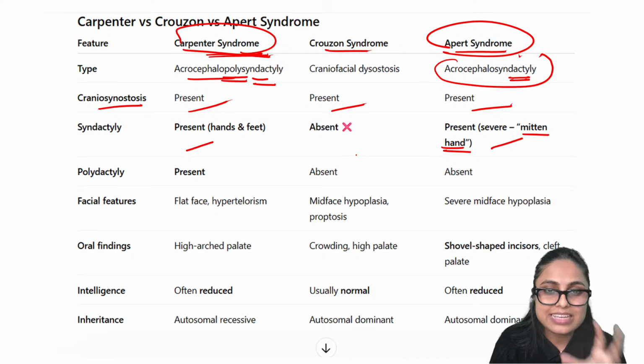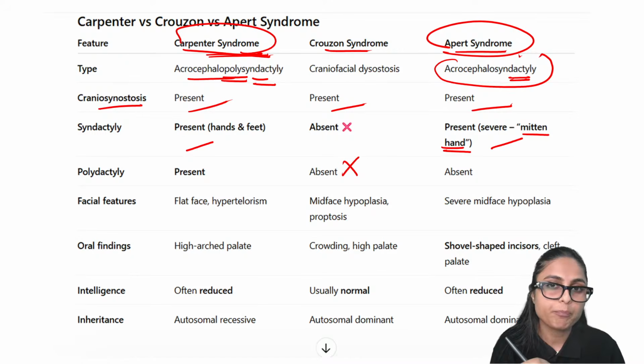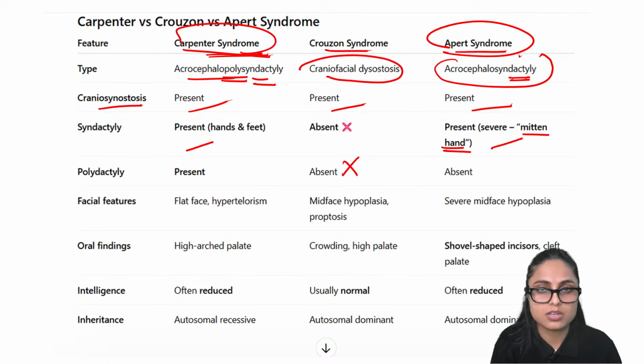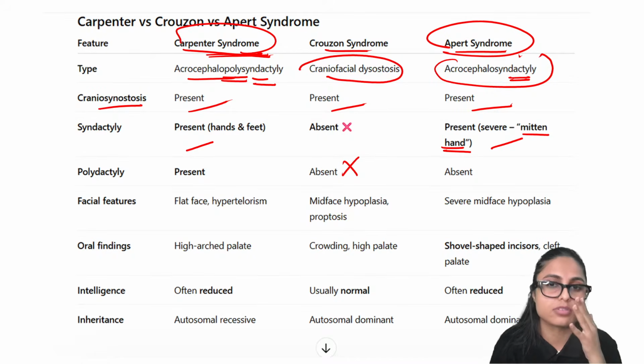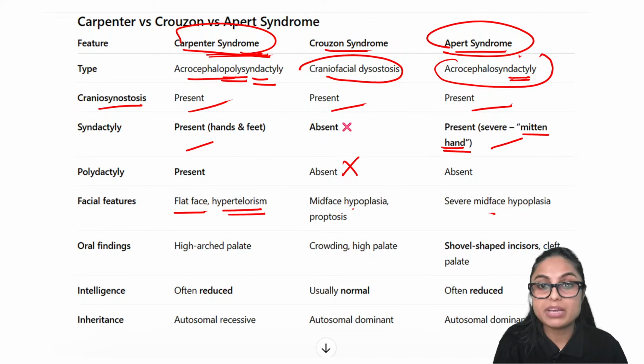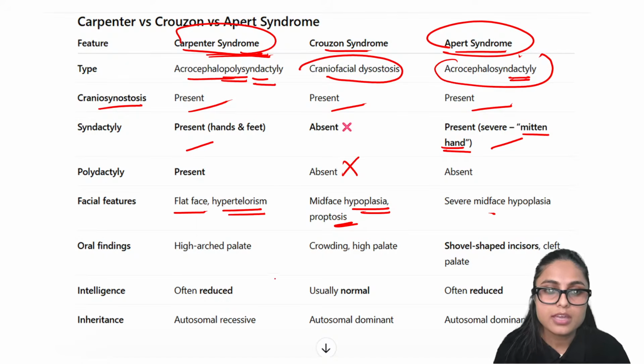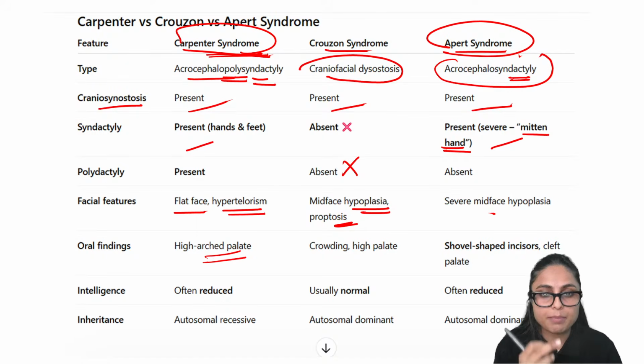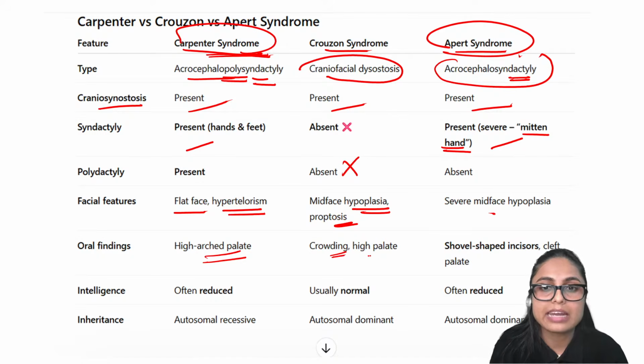Syndactyly and polydactyly are absent in Crouzon syndrome. That is why the name is only craniofacial dysostosis. Only craniofacial anomalies are seen in Crouzon's. In Carpenter you have a flat face with hypertelorism. Crouzon's and Apert have midface hypoplasia, and proptosis is the additional feature in Crouzon's. Oral findings: high arched palate in Carpenter. Crouzon's has crowding and high arched palate. Apert has shovel-shaped incisors and cleft palate.